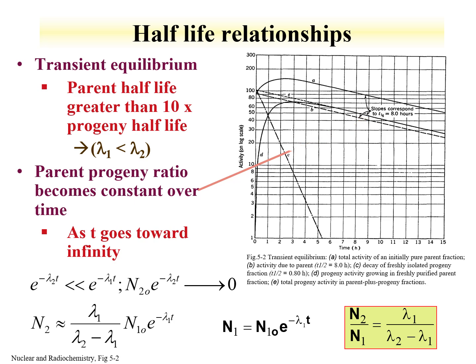We can collapse the equation so that the number of progeny atoms is approximately equal to the decay constant of the parent, divided by the difference between the decay constant of the progeny and the decay constant of the parent, times the initial amount of the parent, e to the minus lambda t, the decay of the parent. It becomes this equation. And then we can just look at a ratio. The ratio between the number of progeny atoms and the number of parent atoms at equilibrium is equal to the parent decay constant divided by the difference between the progeny and the parent decay constant.